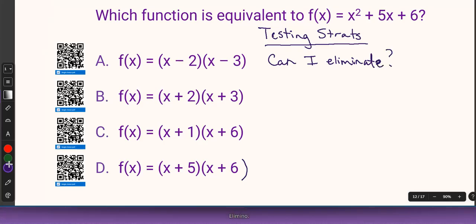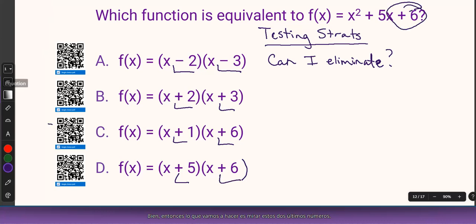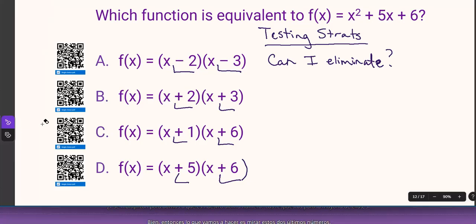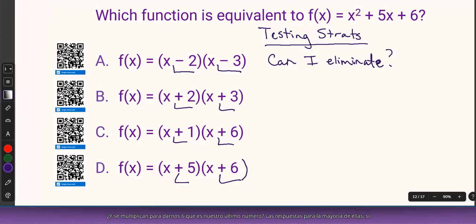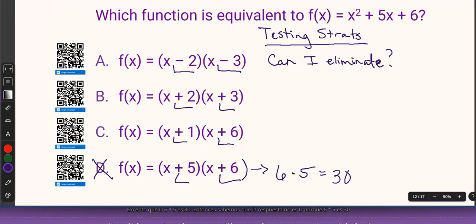Okay, so what we're going to do is look at these last two numbers. And do they multiply to give us 6, which is our last number? The answer is for most of them, yes, except D. 6 times 5 is 30. So we know that the answer is not D because 6 times 5 is 30. And that will save us some time. Another thing we can do is look and see, can we combine these two numbers in the middle to give us positive 5? But that does require us to know more about factoring.